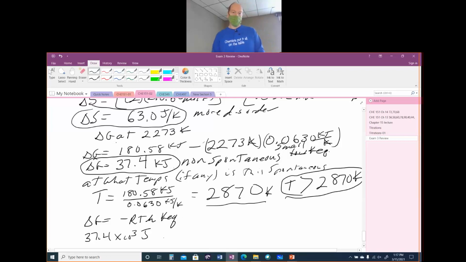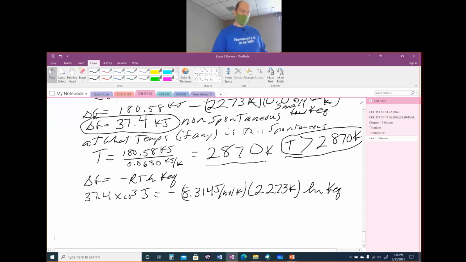That's equal to negative 8.314 joules per mole Kelvin. And the temperature that we were at in this problem was 2,273 Kelvin. And now we're going to find our KEQ. So 37.4 times 10 to the third divided by negative 8.314. Also divide both sides by 2,273. And you get negative 1.979.